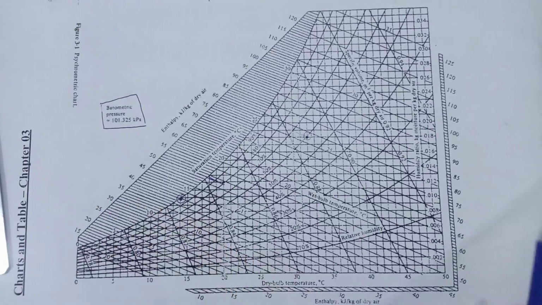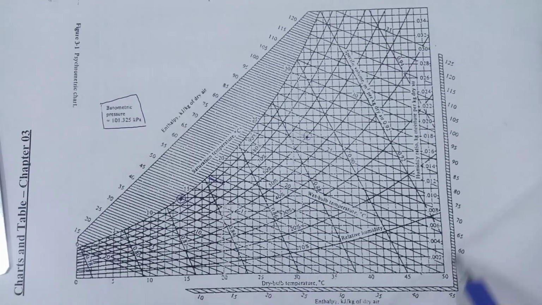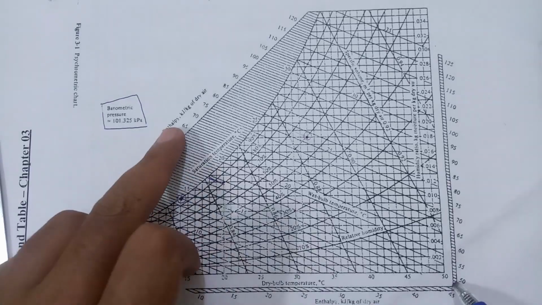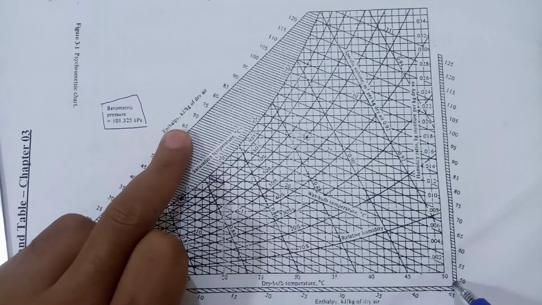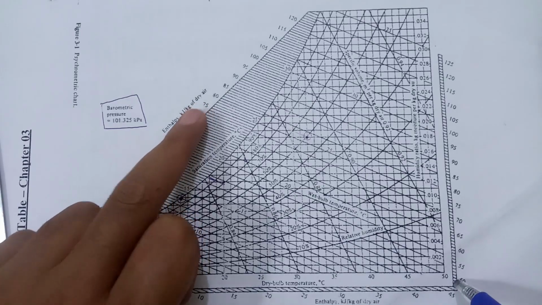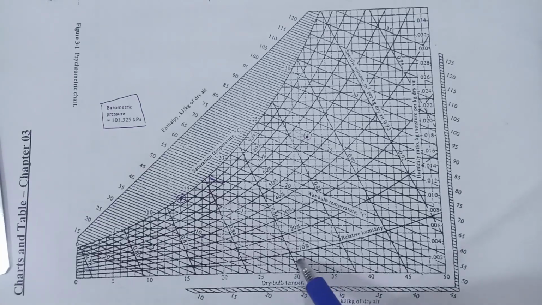And these lines represent a very important thing, which is enthalpy, with unit kilojoule per kilogram of dry air. So this is the whole thing about the psychrometric chart, in which the values are represented with the help of different lines. How we will use this psychrometric chart, we will see in the next video, which is totally based on a pure numerical.